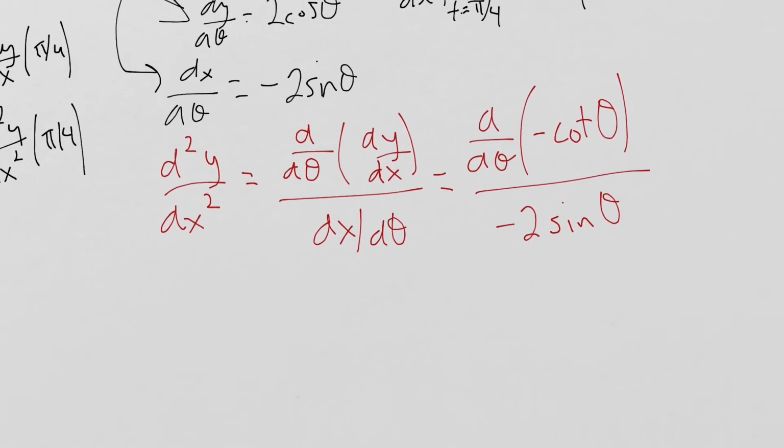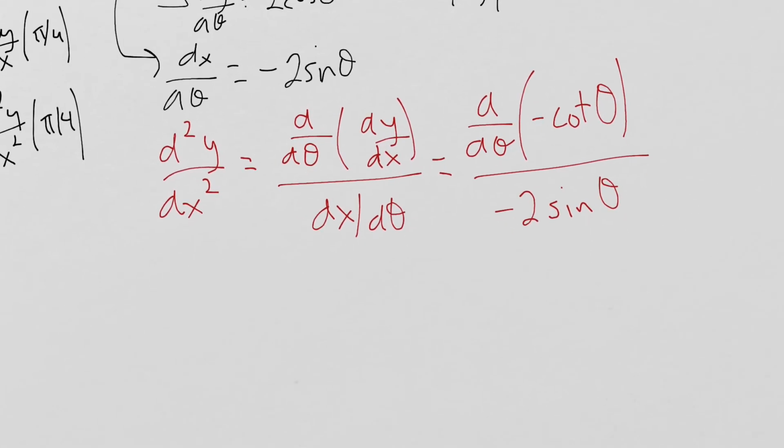So from there, I just get rid of the negatives. They will cancel. Cancel, cancel. All right, now I have to do the derivative with respect to theta of cotan. Well, you should also know that.